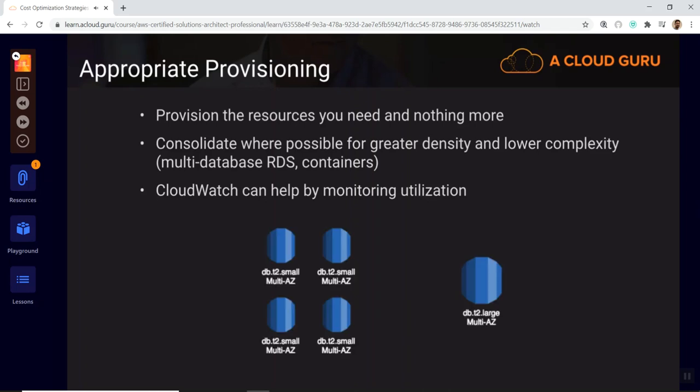Okay, so in this case, we have 4 db.t2.small multi-AZ databases, and that's going to cost us $287.80. Well, we can consolidate those into one database, and we can save some money that way. It's not a whole lot, but every little bit helps, especially when you're dealing with much larger scale than this.